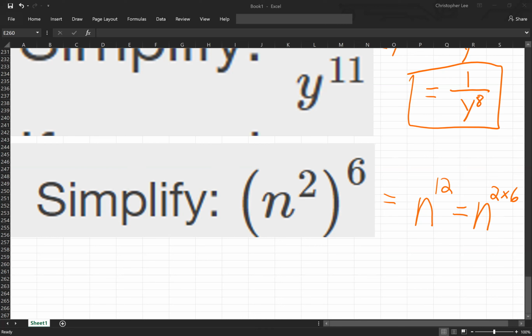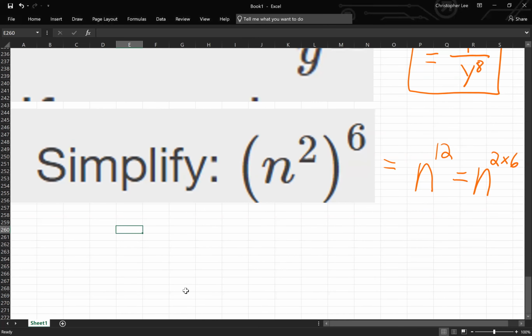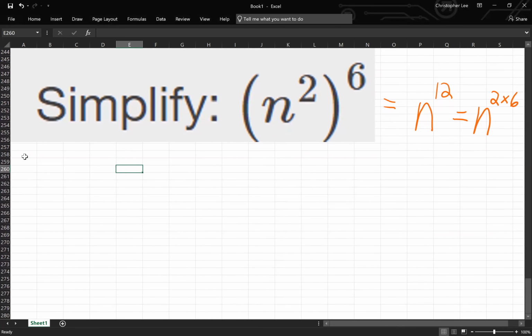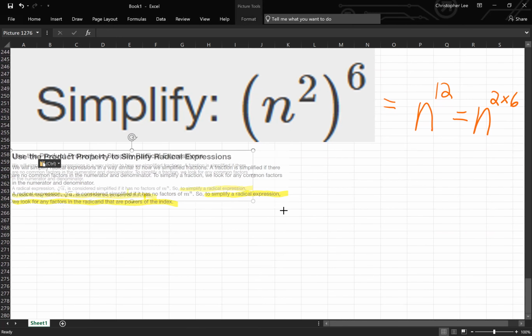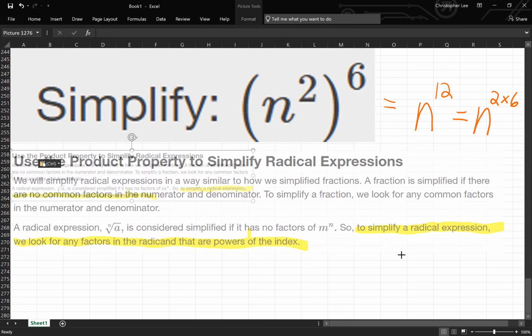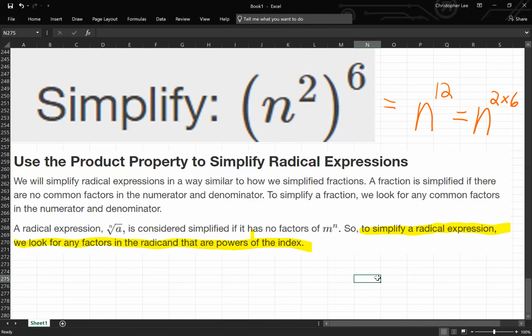So this is called simplifying radical expressions. We use the product property to simplify radical expressions. We will simplify radical expressions in a way similar to how we simplified fractions. A fraction is simplified if there are no common factors in the numerator and the denominator. To simplify a fraction, we look for any common factors in the numerator and denominator.